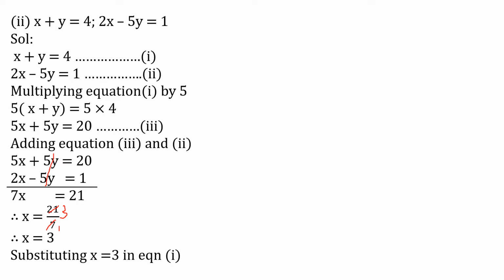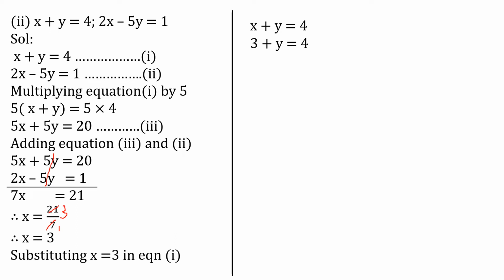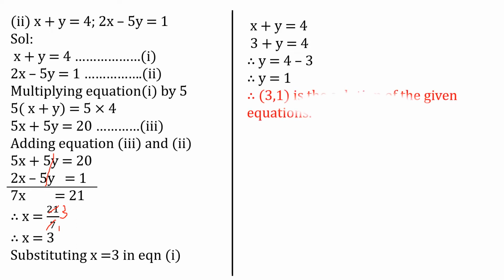Substituting x equal to 3 in equation 1. So x plus y equal to 4 is your equation 1. We'll substitute in this equation: 3 plus y equal to 4. Therefore y equal to 4 minus 3. So the value of y equal to 1. So the solution you got, (3, 1), is the solution of the given equations.